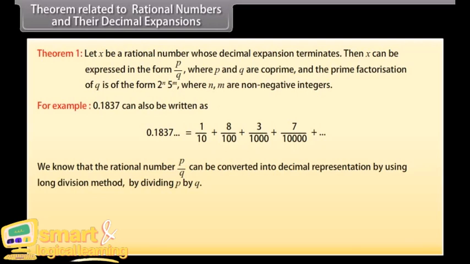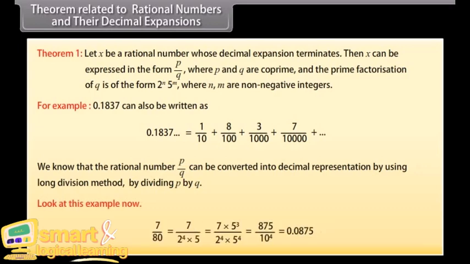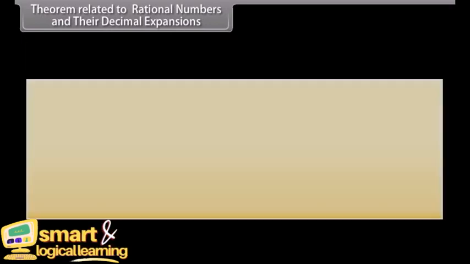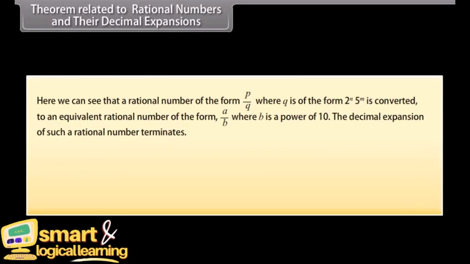We know that the rational number p upon q can be converted into decimal representation by using the long division method, by dividing p by q. Look at this example now. Here we can see that a rational number of the form p upon q, where q is of the form 2 raised to the power n, 5 raised to the power m, is converted to an equivalent rational number of the form a upon b, where b is a power of 10. The decimal expansion of such a rational number terminates.